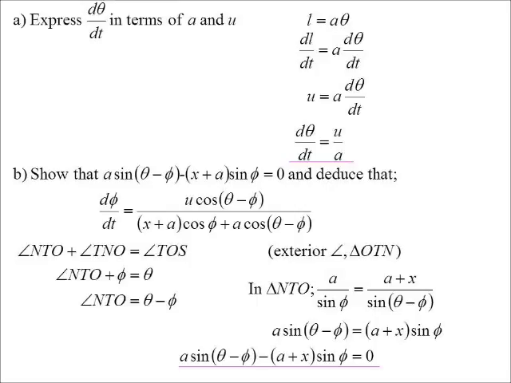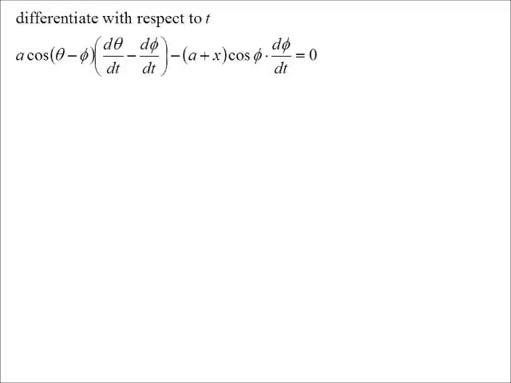The trick, of course, was finding out which angle. If you didn't recognise that NTO was the angle theta minus phi, well then, obviously the question would have become a lot harder. Recognise that, it drops out quite nicely. Still got to differentiate, though. Okay, so I'm going to differentiate that expression with respect to t.